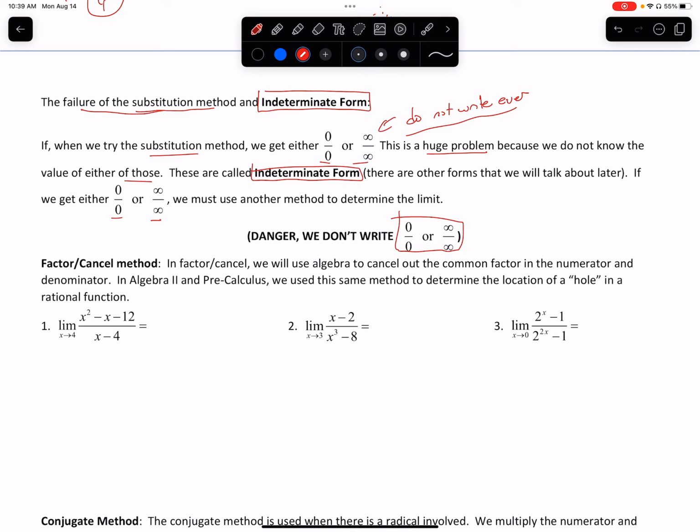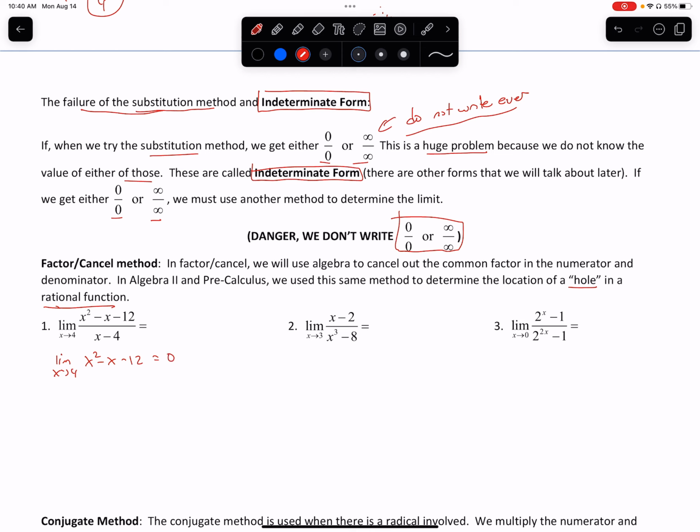In factor cancel, we're going to use algebra to cancel out a common factor. In Algebra 2 and Pre-Calc, we used this to find the hole of a rational function. So you actually saw these. This is how you found the hole in a rational function. So for example number 1, I'm going to write this out. We're going to take the limit as x approaches 4 of the top, x squared minus x minus 12. If you plug 4 in there, we do get 0.